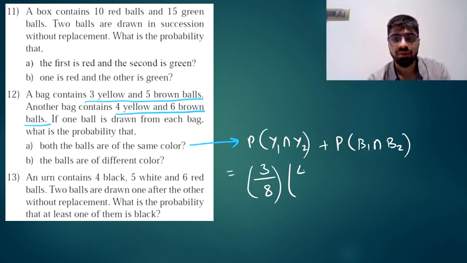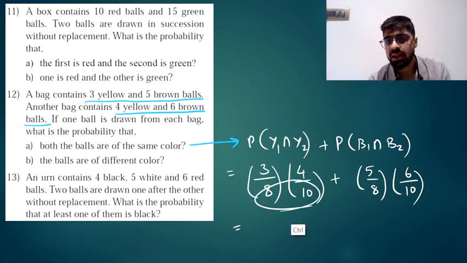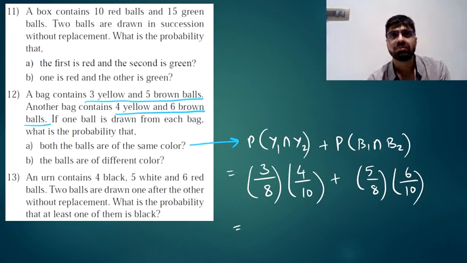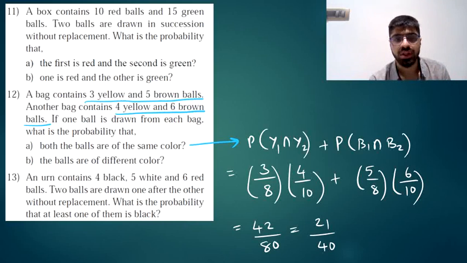P of Y2 similarly will be 4 upon 10, plus P of getting a brown ball from the first bag, that will be 5 upon 8, into P of B2, selecting a brown ball from the second bag, that will be 6 upon 10. The denominators are 80, the numerators are 12 and 30, making it 42. So we have 42 upon 80, and you can cancel off a 2 in the numerator and denominator to get 21 upon 40 as the final answer for that A part.